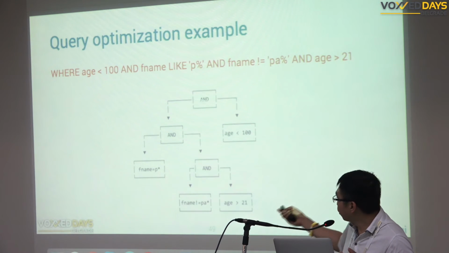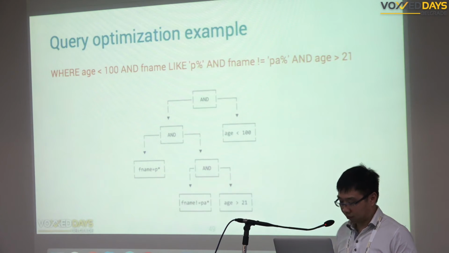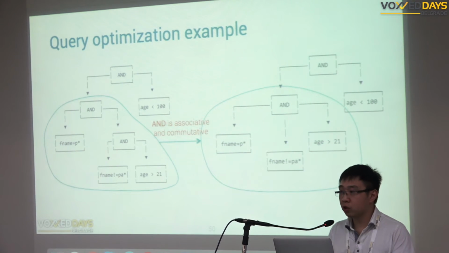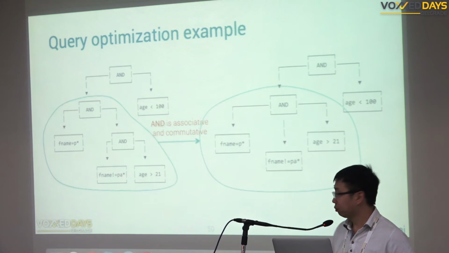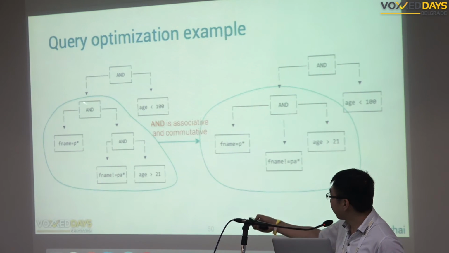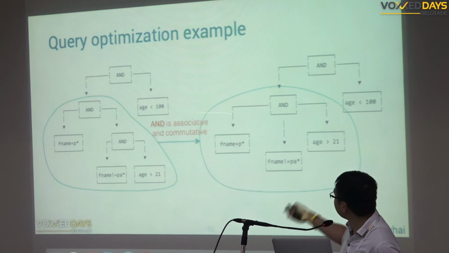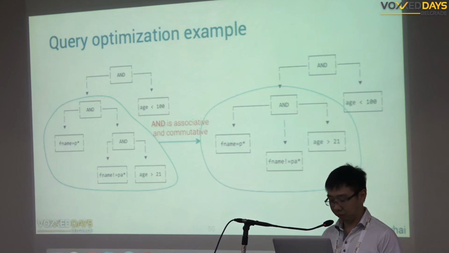So this is the original predicate tree, right? You have AND. First, because the AND predicate is associative and commutative, we can merge those branches together. It gives you that branch.